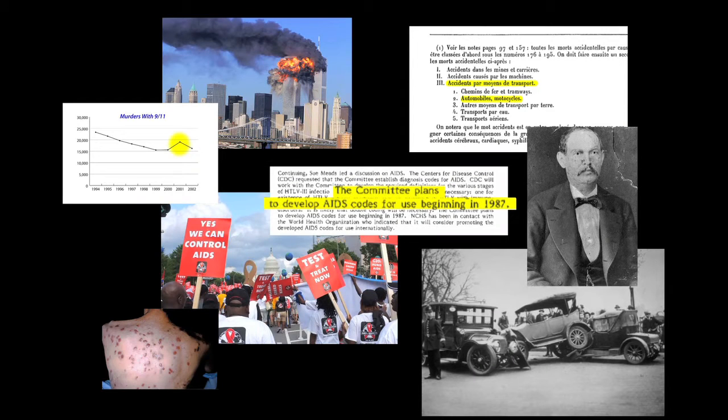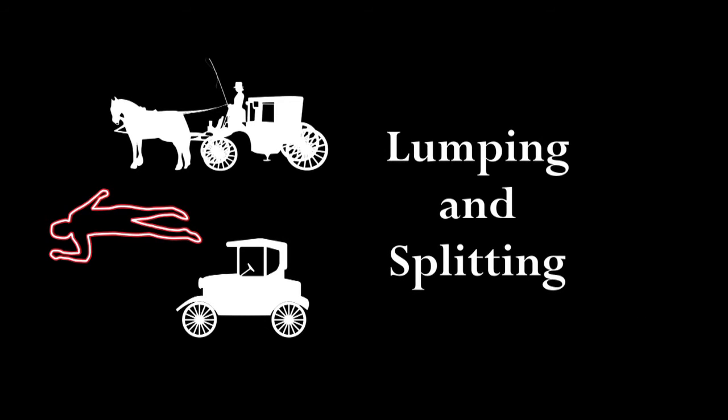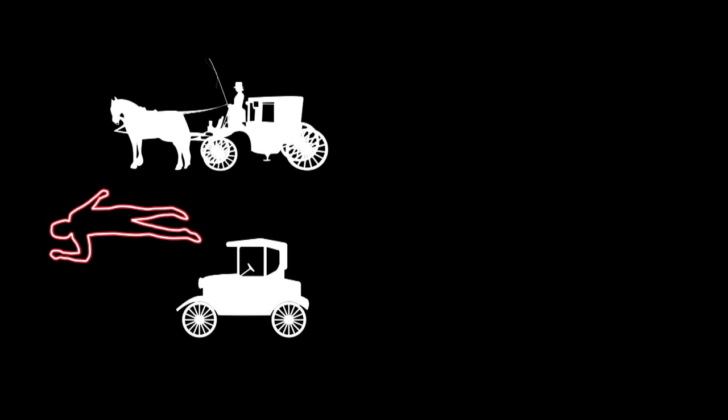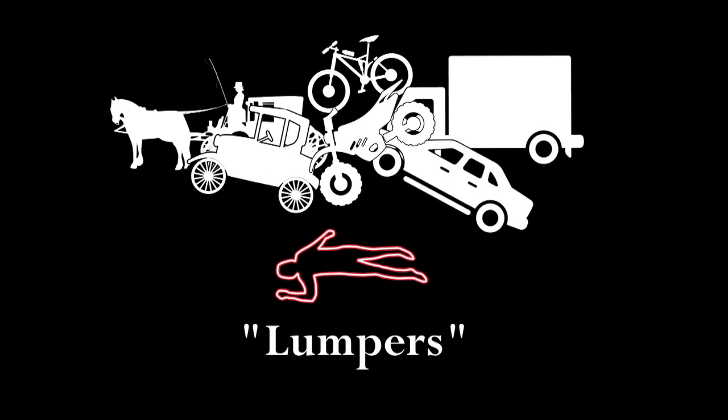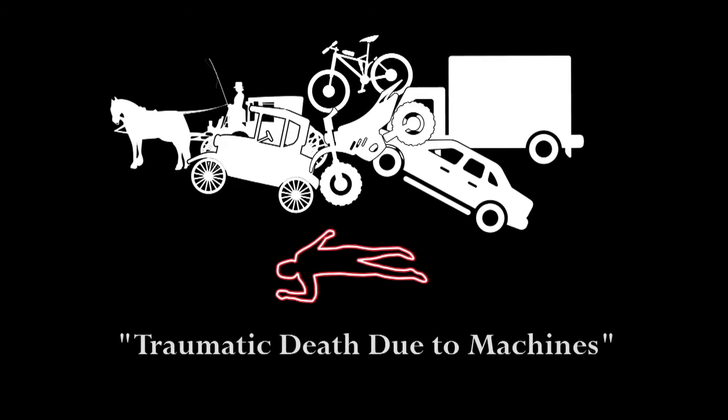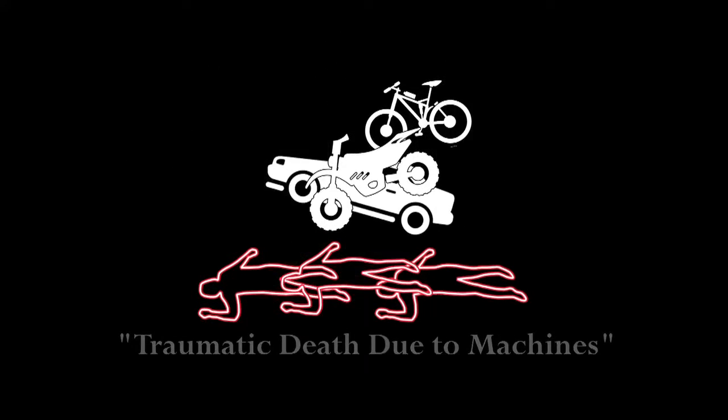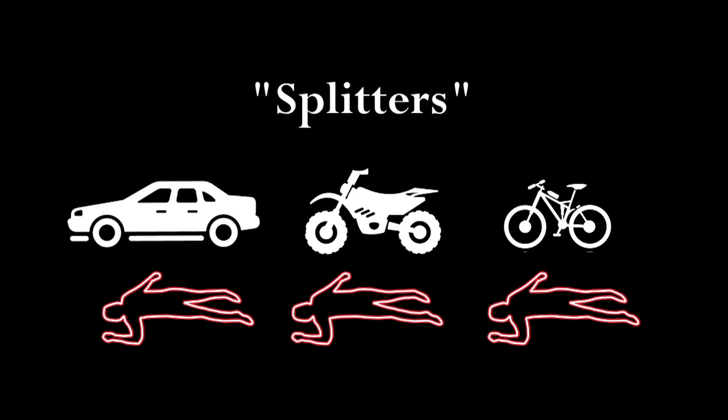So, as the technology in the real world changed, how these events were viewed and organized changed as well. As shown in the vehicular deaths example, the science of classification must deal with a process known as lumping and splitting. It describes the two camps of individuals involved in classification. The lumpers like to throw similar things into one big category, for example, traumatic death due to machines, whereas the splitters prefer to place examples into rigorously defined categories like death by automobile and death by motorcycle.